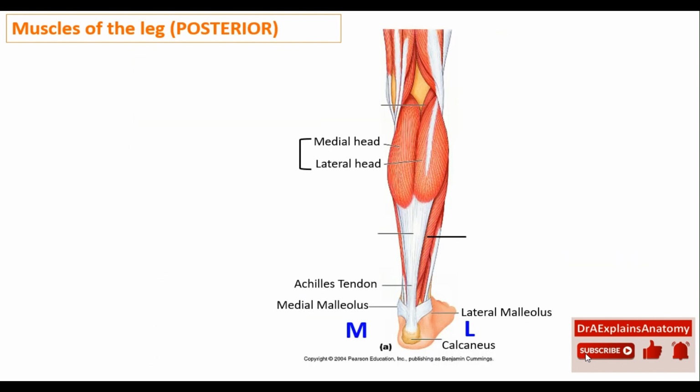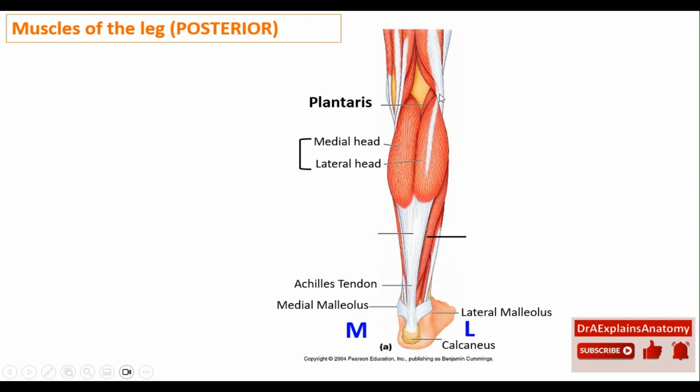Moving to the posterior aspect of the leg. First, this right here is the medial aspect. We have the medial malleolus. This is the lateral aspect. We have the lateral malleolus from the fibula, medial malleolus from the tibia. This is the calcaneus bone.